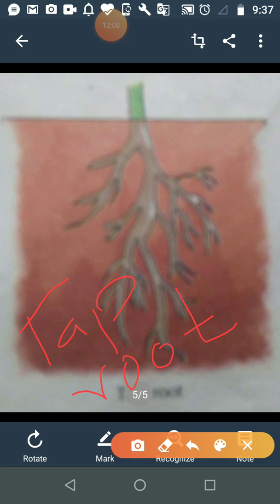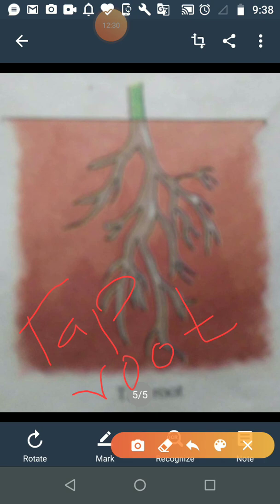Once more I repeat it. What happens in the tap root? A tap root has a main root and it grows from the end of the stem. And now from this main root, many small roots grow. And from where do these small roots grow? From the main root.